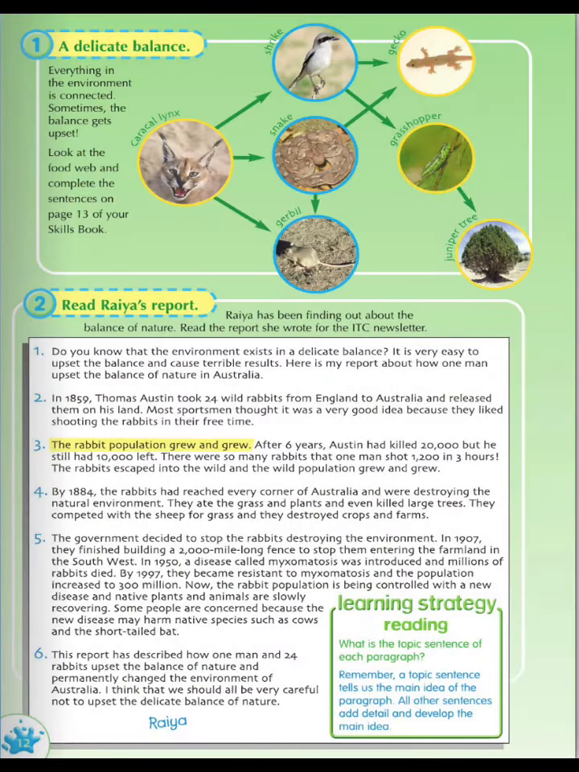Exercise number 1. A delicate balance. Everything in the environment is connected. Sometimes the balance gets upset. Look at the food web and complete the sentences on page 13 of your skills book. This is the food web, where each animal feeds on another one.